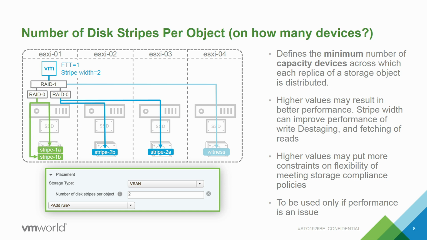Now note, if you've got a very small number of disk groups, a very small number of fault domains, setting this very high, you may not be able to substantiate it. Also, if you set the number of stripes to the total number of disk groups in your environment, you may be in a situation where you can fulfill that policy, but if you had a failure, you wouldn't necessarily have a place to rebuild.